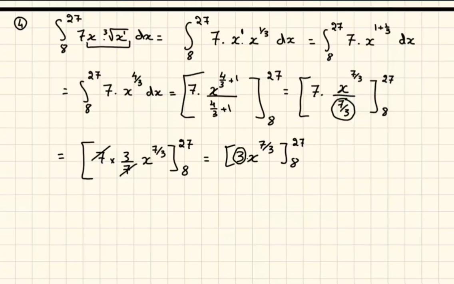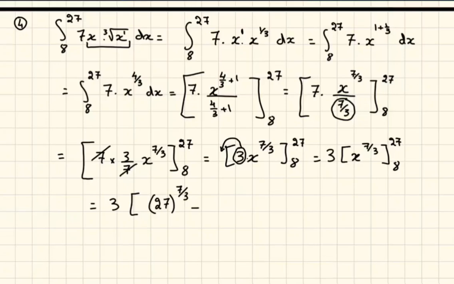Now if you prefer, because there is a number multiplied inside this, if you want to take it out, you are allowed to do it. If you want to keep it inside, that's also fine. So now my final answer will be 3, and I will replace the 27, minus, I will replace the 8, and we calculate this answer on the calculator.